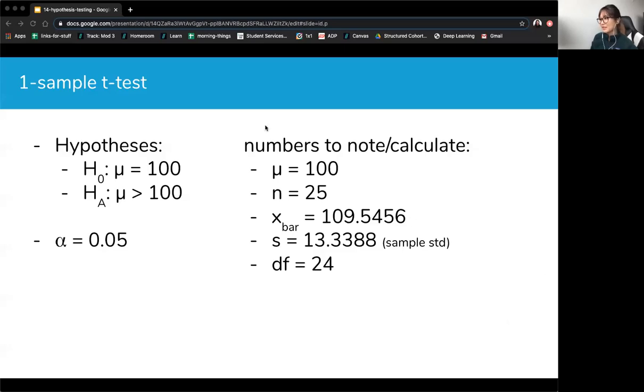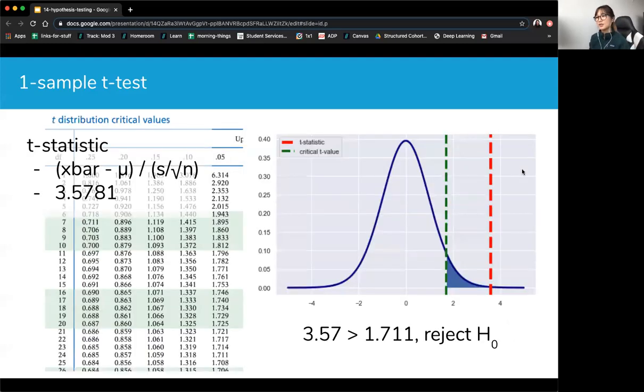So cool. These are all the numbers that we have to calculate. Next, we have to calculate our test statistic. The T statistic is what we're going to use for the one sample T test. It is calculated using this formula over here, which says X bar minus mu divided by S over square root of N.